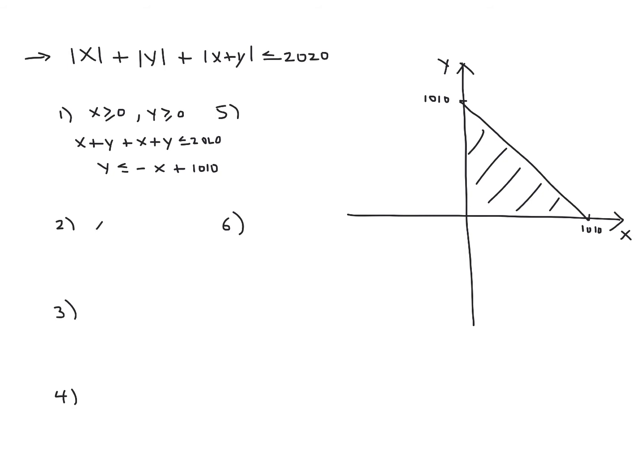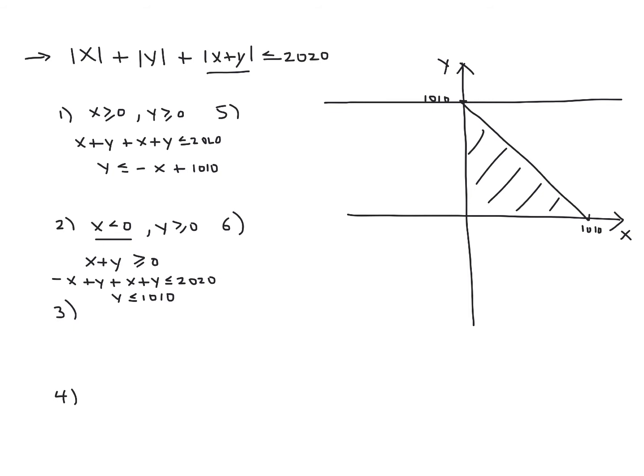Okay, second scenario, x being less than 0 and y is greater than or equal to 0. So that means, in these kinds of scenarios, anytime you have something less than 0, we got to now also look at that. In this scenario, we will talk about when x plus y is greater than 0. So this makes the equation minus x plus y plus x plus y is less than or equal to 2020. And isolating for y, we get y is less than 1010. Oh, okay, so that's just a horizontal line. So like this.